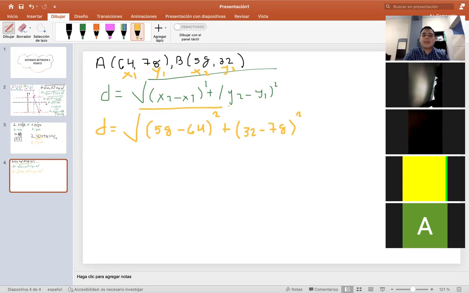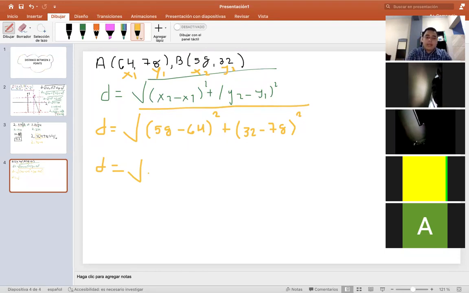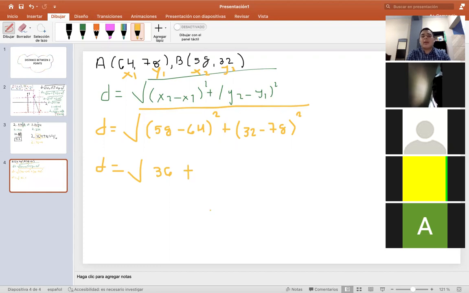Who can give me the first parenthesis? How much is 58 minus 64 elevated at square? Negative 6 elevated at square. Negative 36? Positive 36, Mr. Angel. Remember that any number elevated at square is always positive.